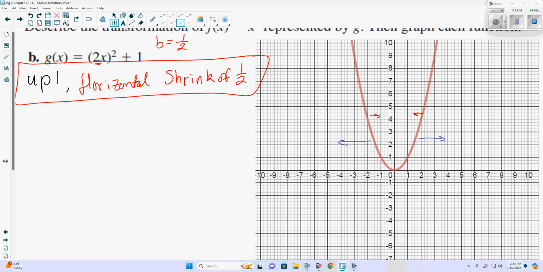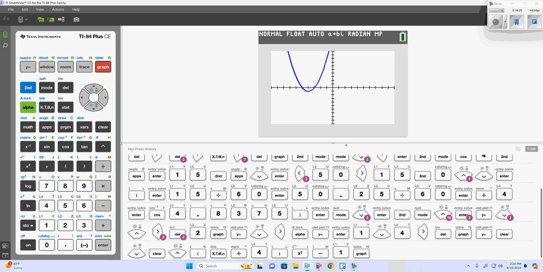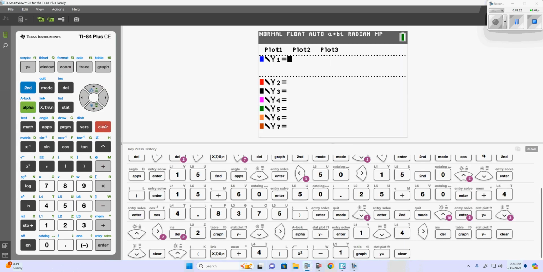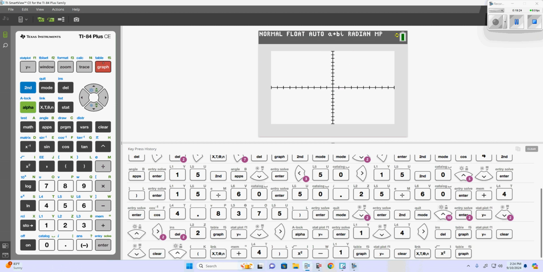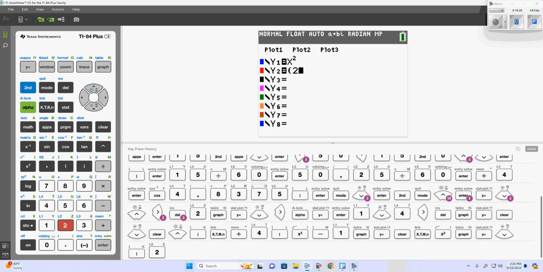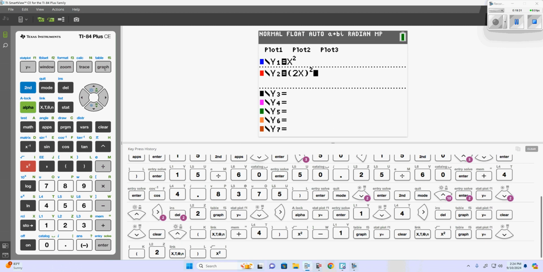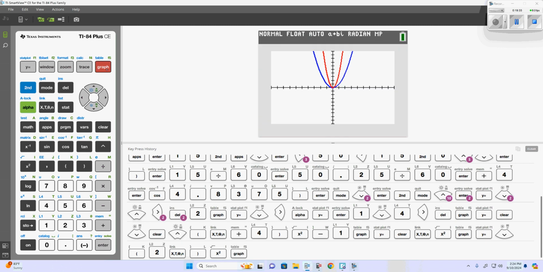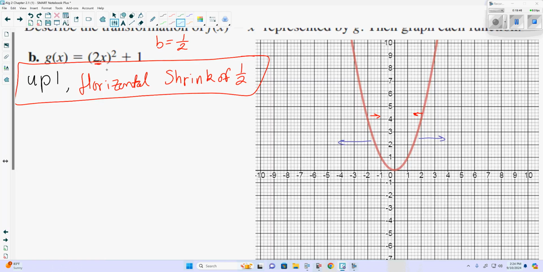Stretch is faster. So if we look at the graph of this here, because it's one thing for us to write it, it's another if we can see it, x squared, we get this here. Now, parentheses 2x squared, we can see that it did shrink along the x. It got skinnier, which means if it's fractional, it's going to get wider. That's why we have that flip that takes place. Questions on this here?